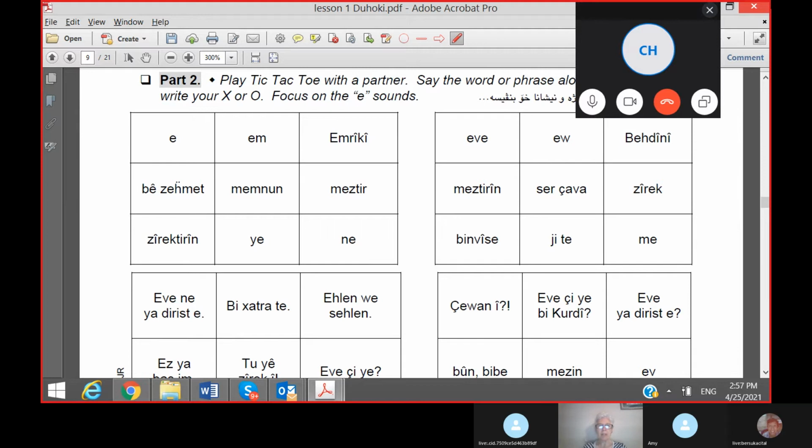Part 2, you can play tic-tac-toe with a partner. And the way you do that is one of you says one of the words, and then you put your X. So I'm going to say, and then if I'm going to play with Bree, she's going to do something smart like mamnoon, mamnoon. And then I'm going to play and I'm going to say zidak tarin, zidak tarin. And then she'll say something, mustard, mustard. So you say the word and then you put your mark and see who wins the game. Practice that on your own or with your language helper, please.